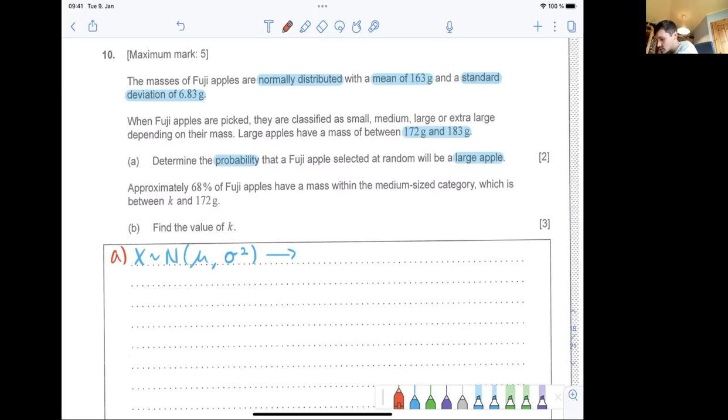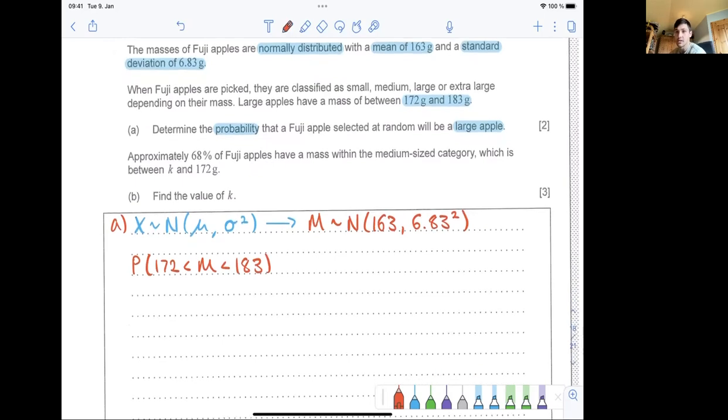If we apply that to our case here, how about we use the letter M for the masses? You can use any letter you like. And then the mean was 163. And the variance would be 6.83 squared, right? Okay, and so we have to find the probability that M is between 172 and 183.